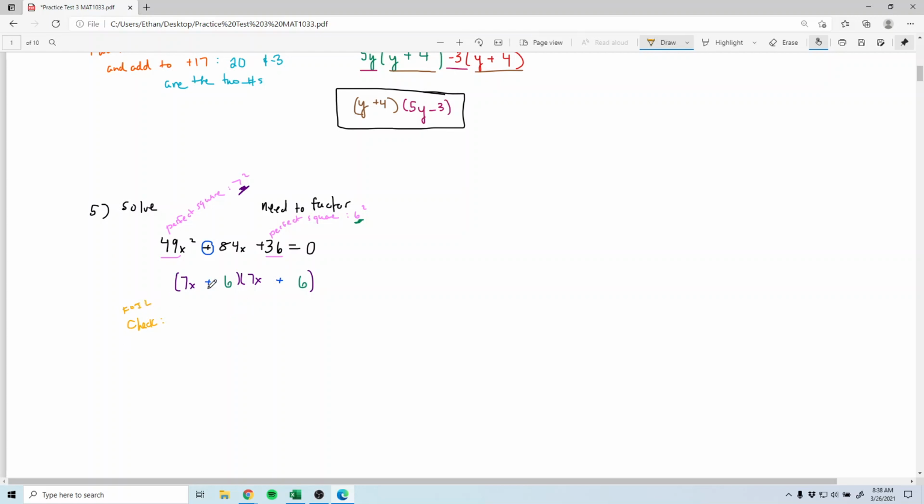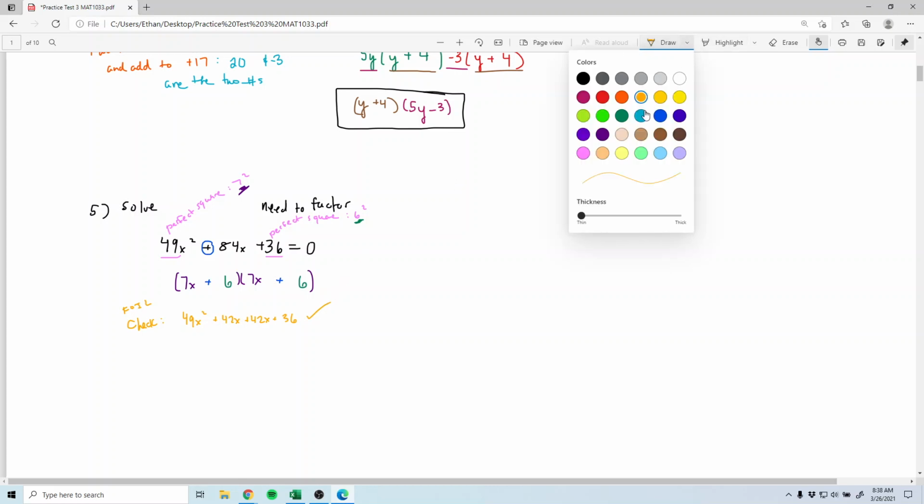So I'm just going to run through this really quickly because it's not part of the problem that we need to do, but 7x times 7x is 49x squared. 7x times 6 is 42x. 6 times 7x is also 42x. And 6 times 6 is 36. Right, so you can kind of see the outside and the inside working, meaning 49x squared came from there, the 36 works perfectly. The middle number, 84, well, that 84 is 42 plus 42, which means that's good to go.